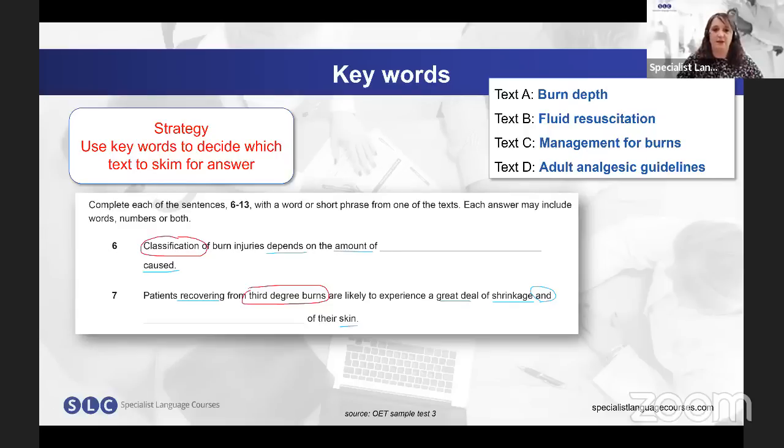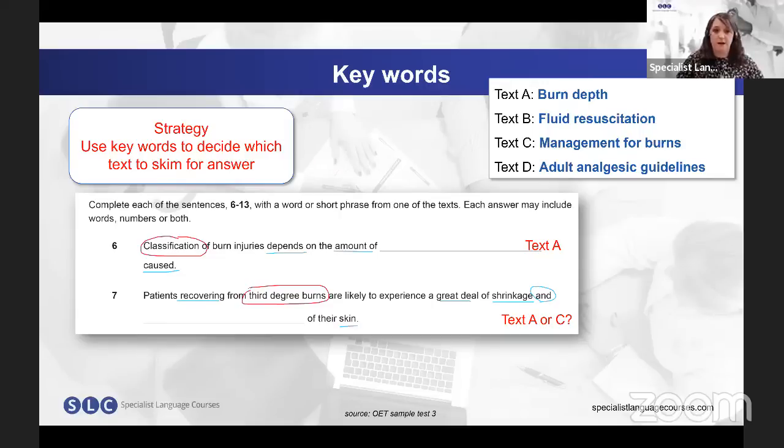Yeah, great, thank you. So we've got 6, we've got classification. So classification is likely to be A. The text suggests that they're going to look at different depths and different classifications of burn injuries. And number 7, third degree burns, patients recovering from third degree burns. This could be A, possibly C. So if we're not sure, we would perhaps make a note of both of them, go to text A first, and if we can't find the answer, then have a look in C.